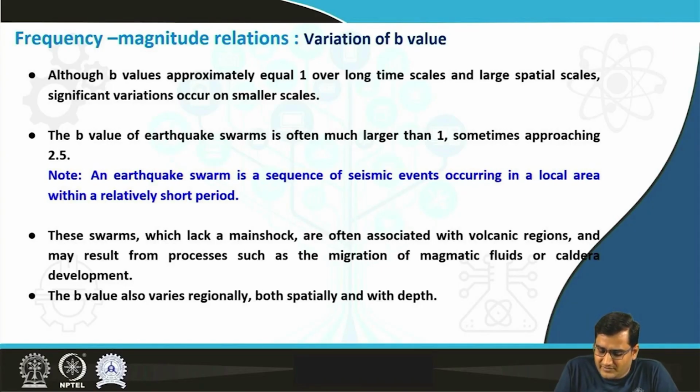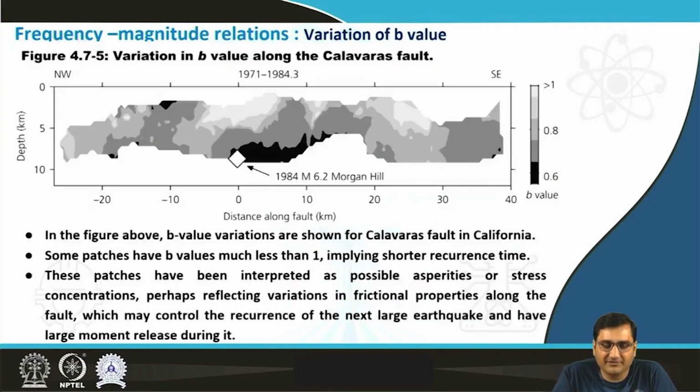These swarms, which lack a main shock, are often associated with volcanic regions and may result from processes such as the migration of fluid or magmatic fluid, or caldera development. The B value also varies regionally, both spatially and with depth.